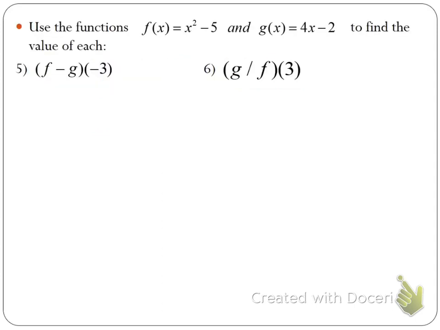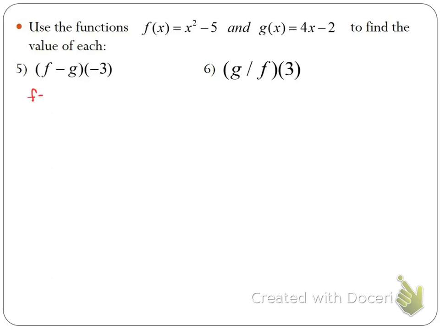We're going to use F and G, and we're going to actually find a value. Now, let's do this first. Let's find what F minus G is. So let's find what F of X minus G of X is. So we're going to do it 2 different ways, and I want to show you what I mean.